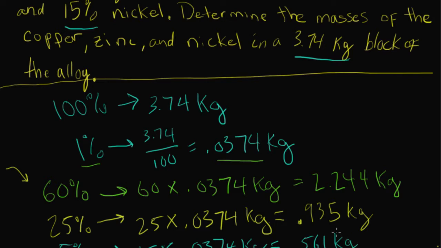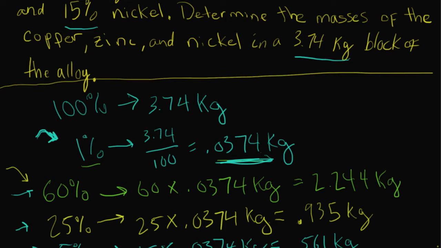0.561 kilograms. So the copper weighs 2.244 kilograms. Zinc has a mass, not weighs, mass, has a mass of 0.935 kilograms. And nickel has a mass of 0.561 kilograms. First we determined how much mass each percentage is, and then using that we just multiplied this number here by whatever percent we need. Makes sense, right?